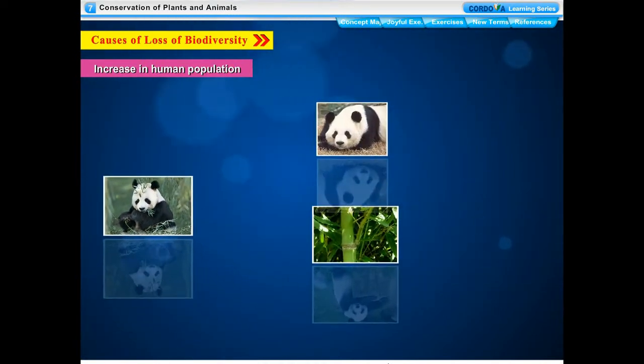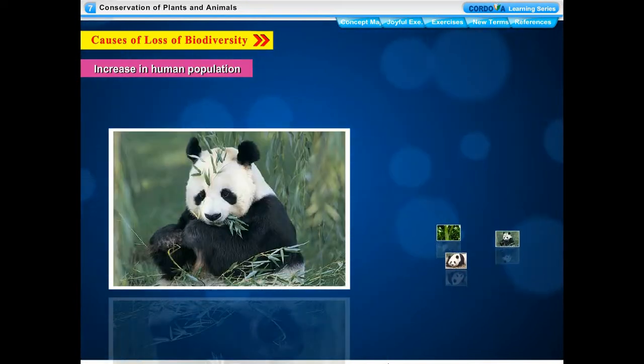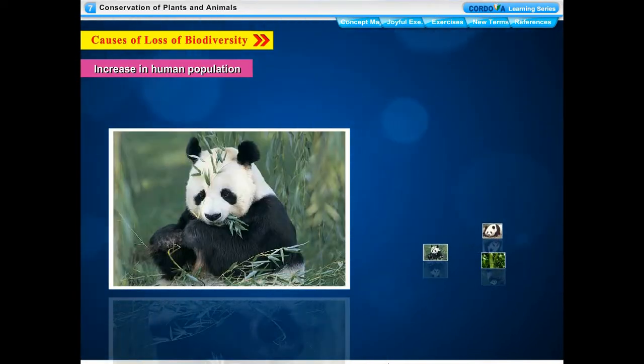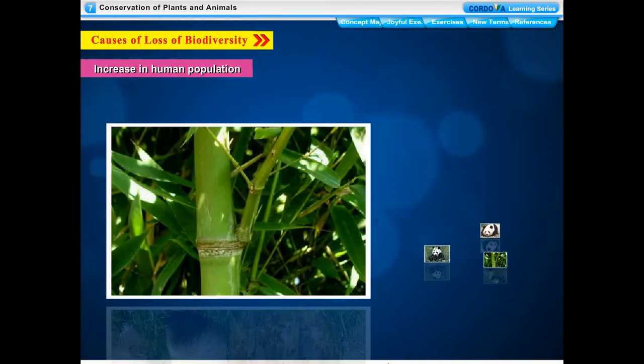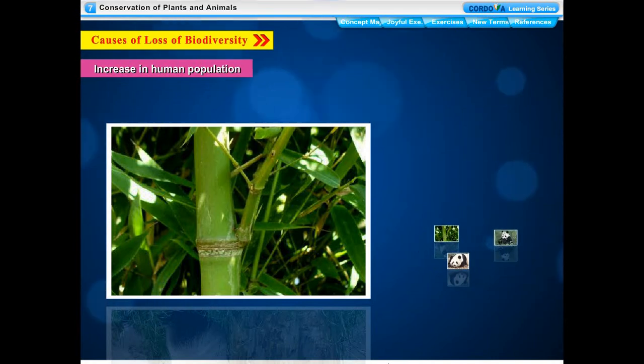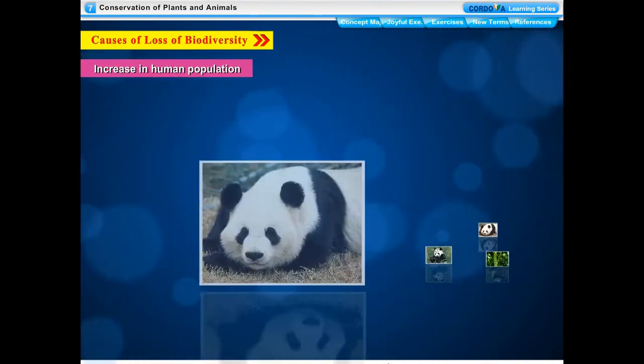For example, the giant panda is an endangered species now because it survives only on bamboo shoots. Bamboo forests, which were the natural habitat of the panda, have been cleared for farming and in the name of development.